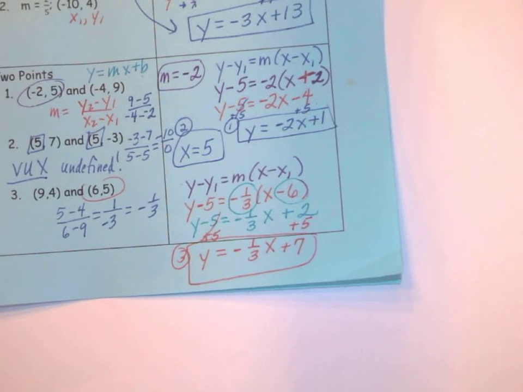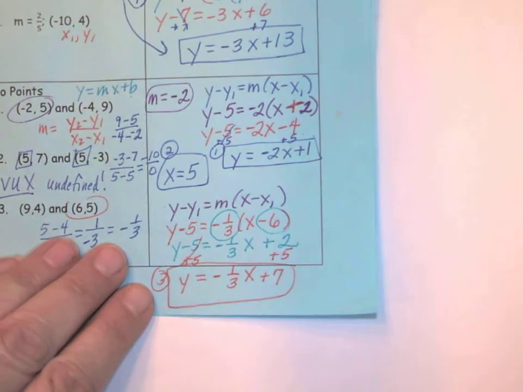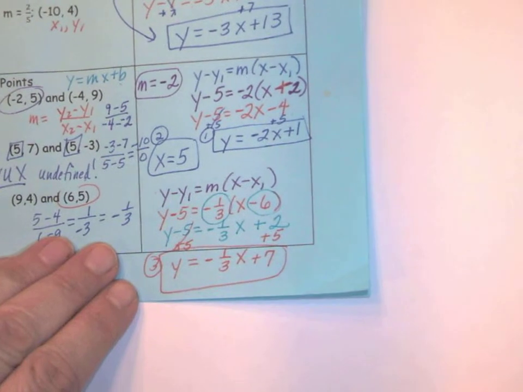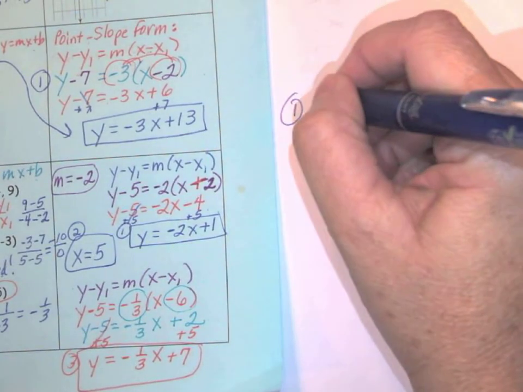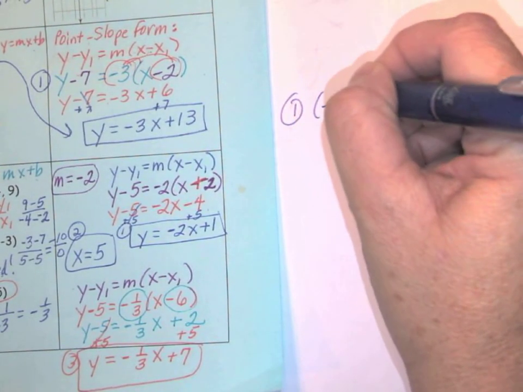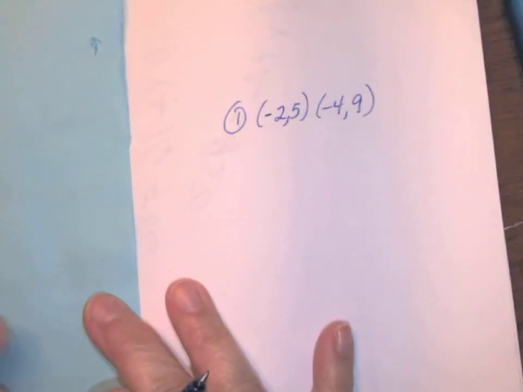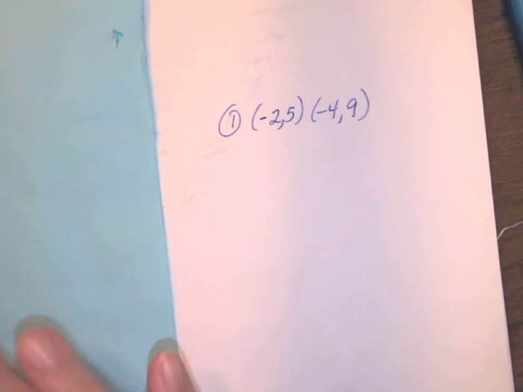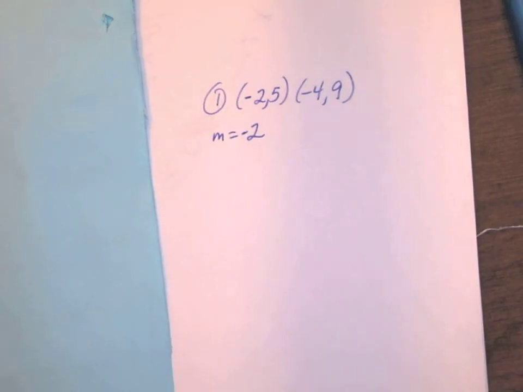However, some of you will like a second way to do it. So let me show you a second way to do this. You don't have to do it this way, but I've learned in the past that some of my students like this way better. So let's try that same number 1 here, where I have negative 2, 5, and negative 4, 9. I already found the slope on number 1. What was it? It was negative 2. We don't need to find it again. Now, here's just an alternate way of doing it.